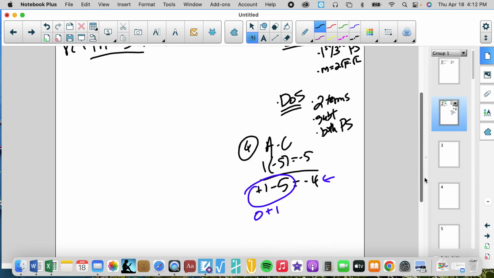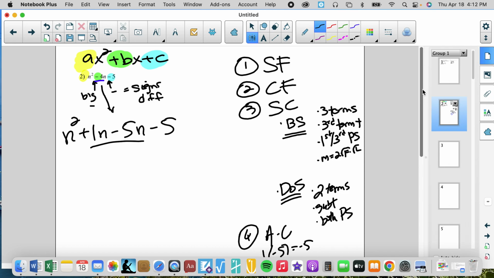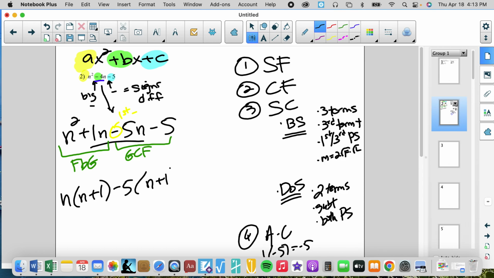And I got those 2 numbers from these factor pairs. Now I'm going to factor by grouping. When we factor by grouping, we're going to look for the greatest common factor of these 2 groups. In the first 2 terms, we see that we have a greatest common factor of n. If we factor out n, we get n plus 1. In the second group, my first term is negative, so I know I have to factor out a negative 5. This leaves me with n plus 1.